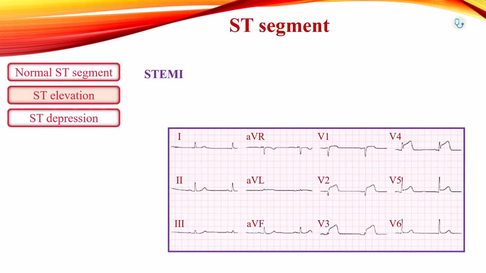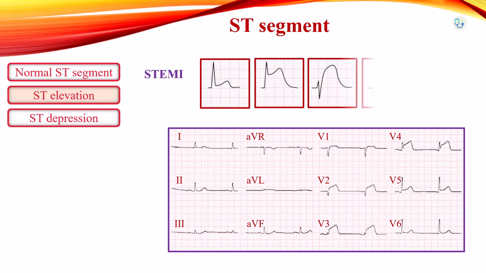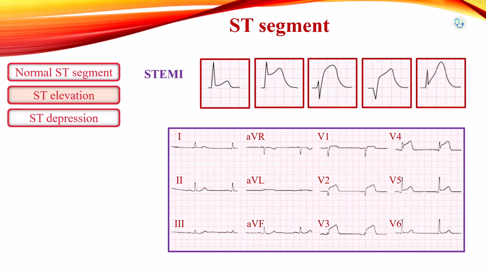Acute ST elevation myocardial infarction may reveal ST elevation with either concave, convex, or obliquely straight morphology. ST segment elevation and Q wave formation in contiguous leads can be observed in acute STEMI. There is usually reciprocal ST depression in the electrically opposite leads.